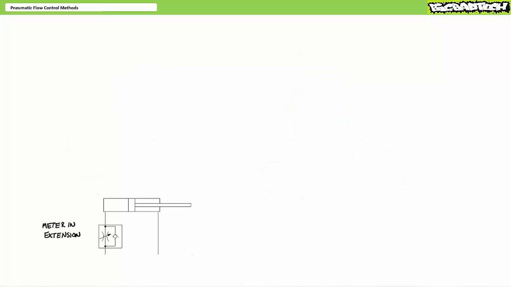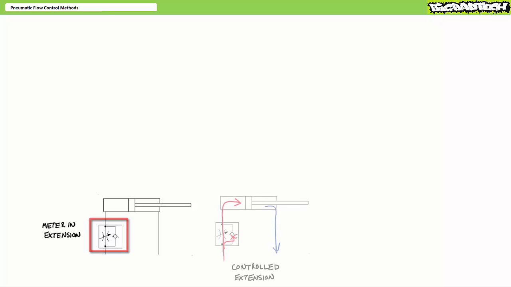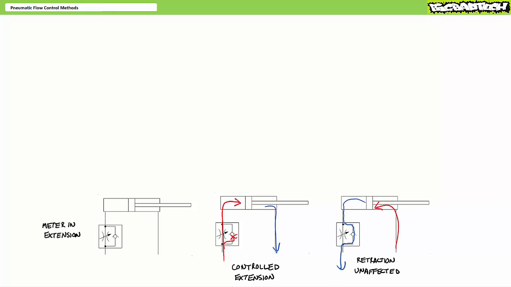A meter-in extension arrangement makes use of a flow control valve with check valve bypass installed in the cap end, oriented in the following fashion. When flow enters the cap end, it forces the check valve poppet to the seat, and all flow must travel through the narrow restriction orifice. Closing the orifice slows the extension speed down. Opening up speeds it up. The check valve bypass allows the cylinder to retract at full speed.